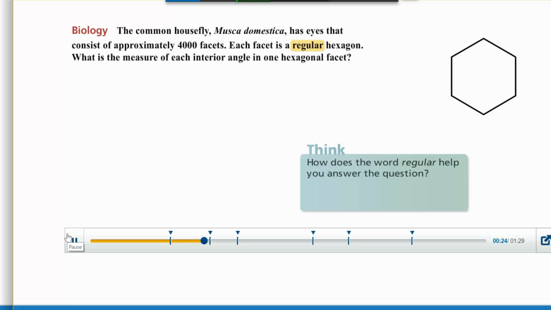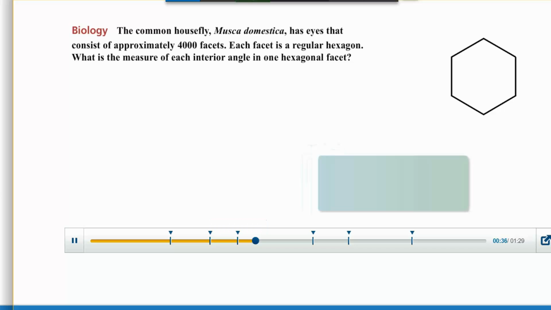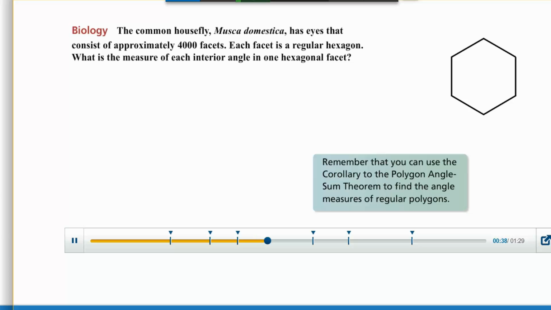How does the word regular help you answer the question? Now we mentioned that before. Regular means all sides and all angles are equal. They're all the same, and that's going to help us in this problem. The word regular tells you that each angle has the same measure. Remember that you can use the corollary to the polygon angle sum theorem to find the angle measures of regular polygons. Use the corollary to the polygon angle sum theorem.